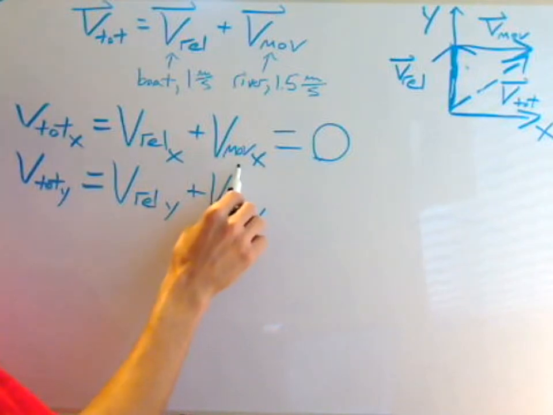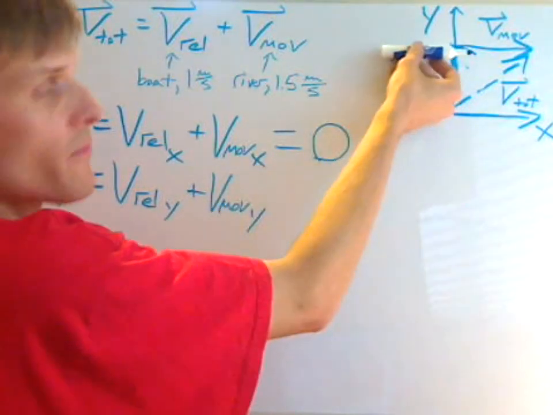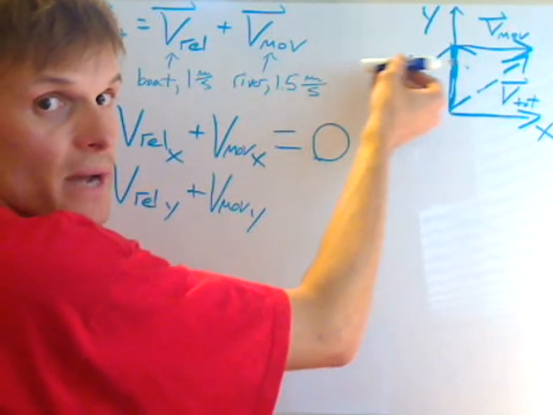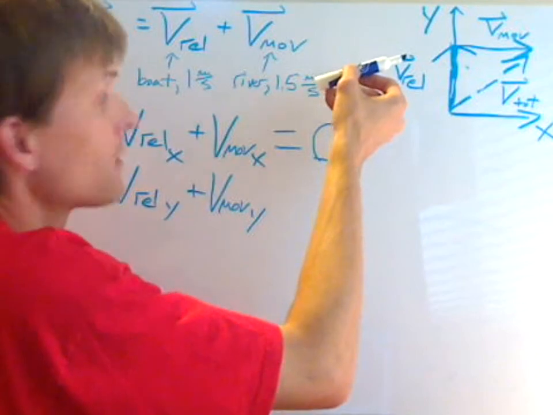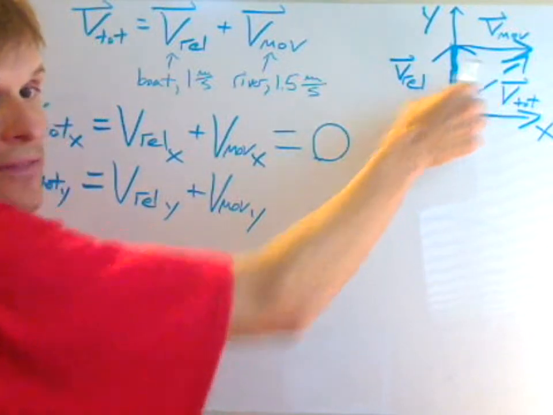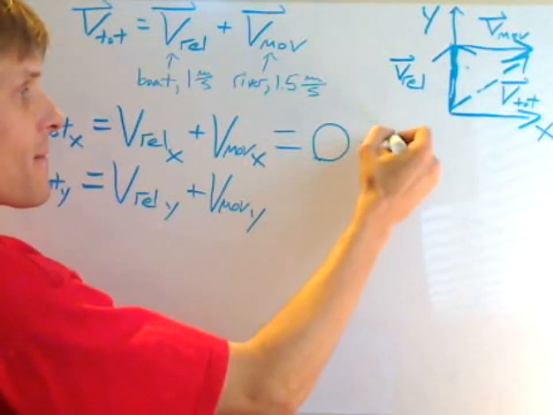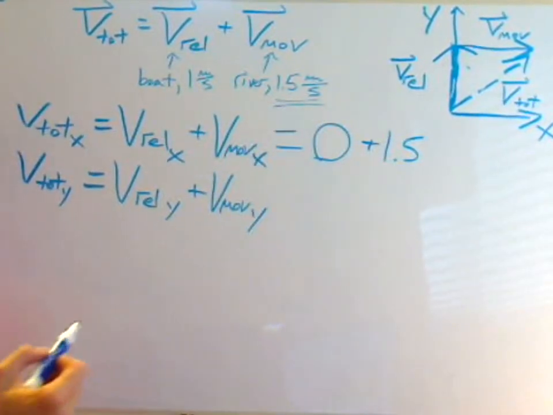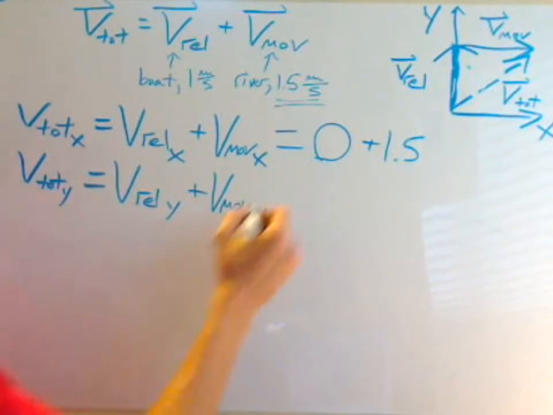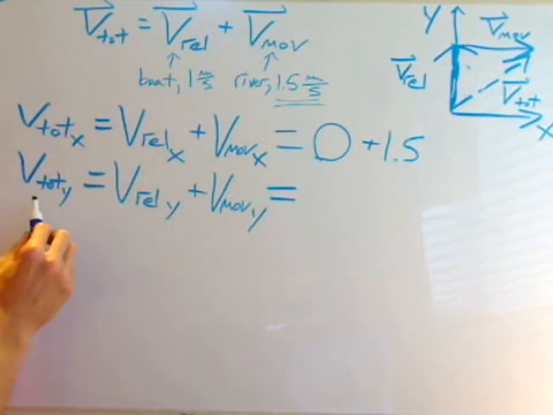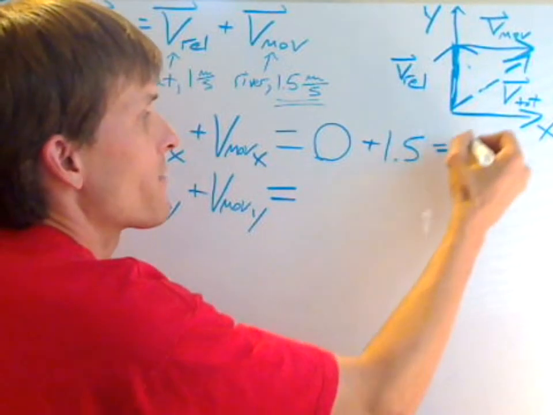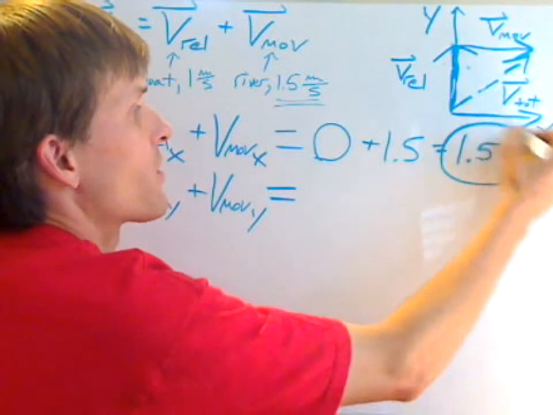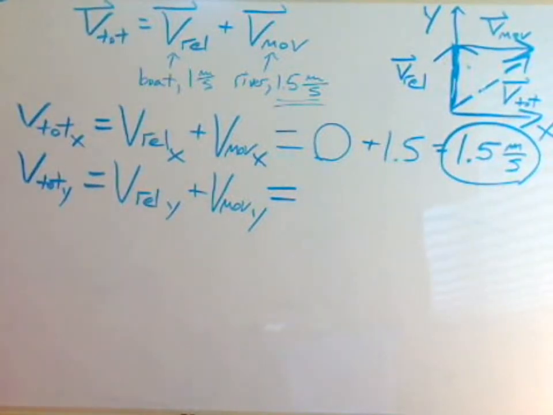Now for the moving frame, that motion is entirely in the x direction. We've defined the x direction as downstream. So the x component of that is just our 1.5 meters per second that was given at the start of the problem. Now, you sum these together and we get 1.5 meters per second for the x component of our total velocity.